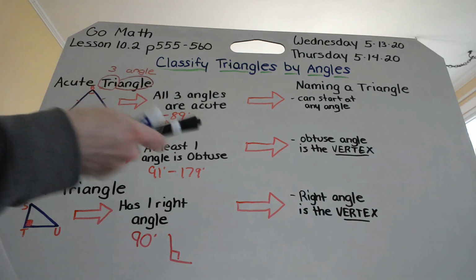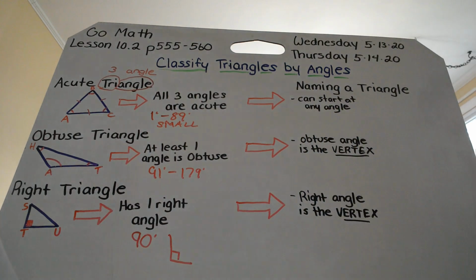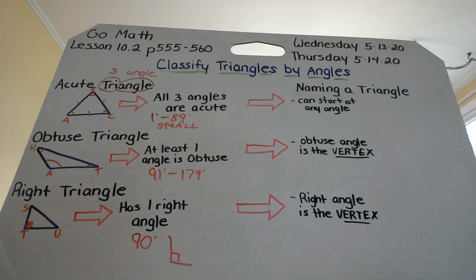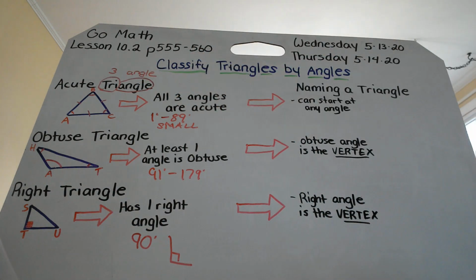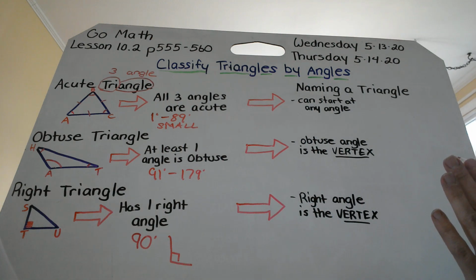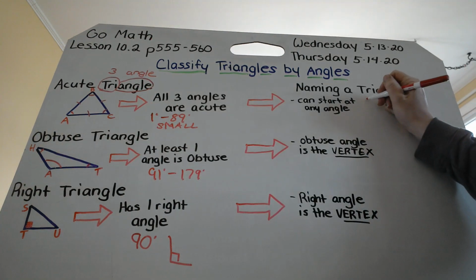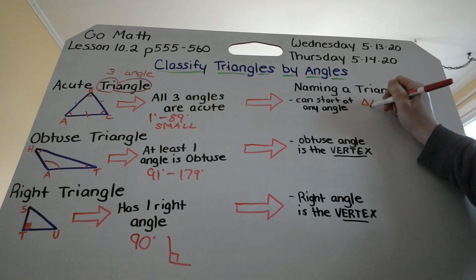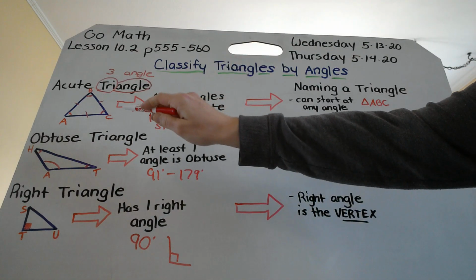Okay? Now, over on the other side of my board, while I switch sides, we are going to talk about naming triangles. Just how our angles had names from Monday, our triangles also have names. All right, so for an acute triangle, all three angles are tiny, they're acute, they're small. You can name this triangle starting at any angle because they're all the same, okay? So if I wanted to start over here at angle A, I could say that this triangle's name is triangle ABC. I can go A, B, C.